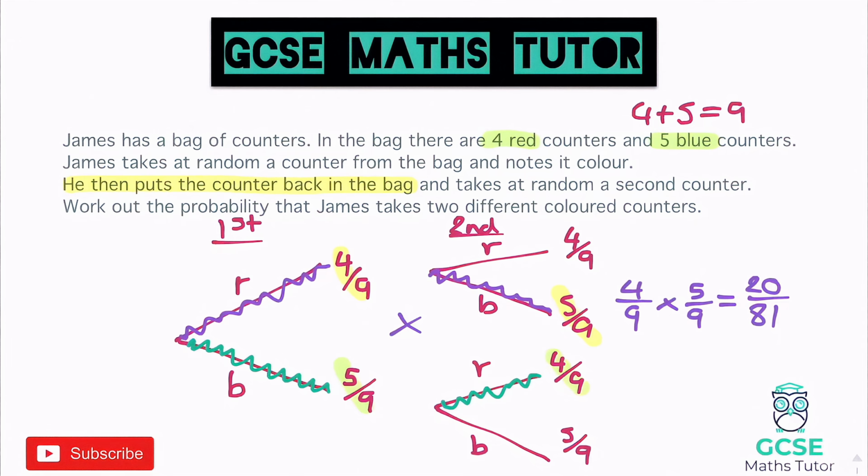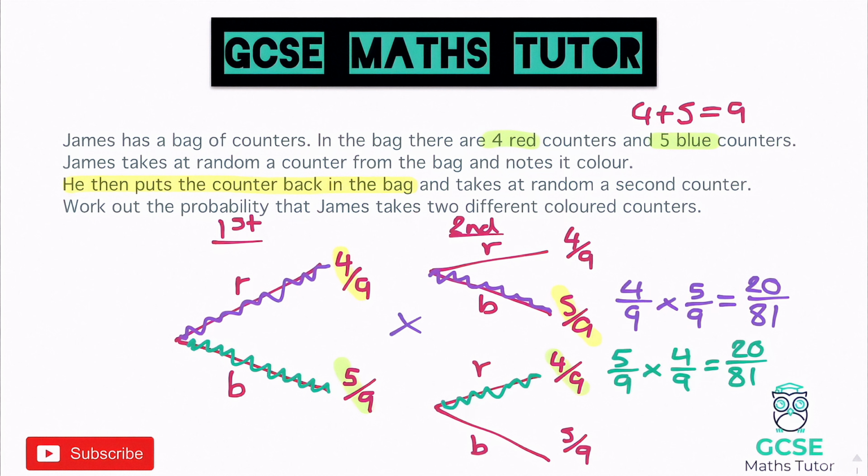And if we times them together, you'll probably notice here that actually we're going to get the same answer because it's the same 2 fractions in reverse. And 4/9 times 5/9, again on the top we get 20, and again on the bottom we get 81. But that there is taking a blue then a red. Okay, and there are 20 ways of doing that as well.